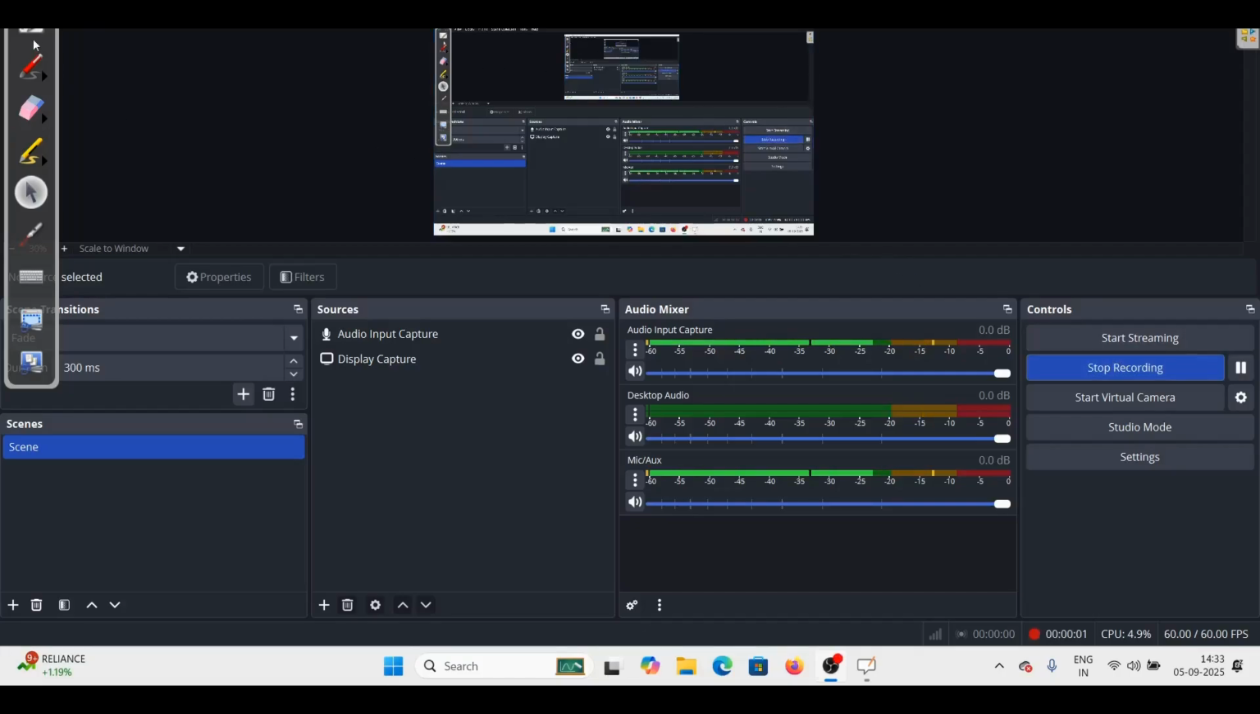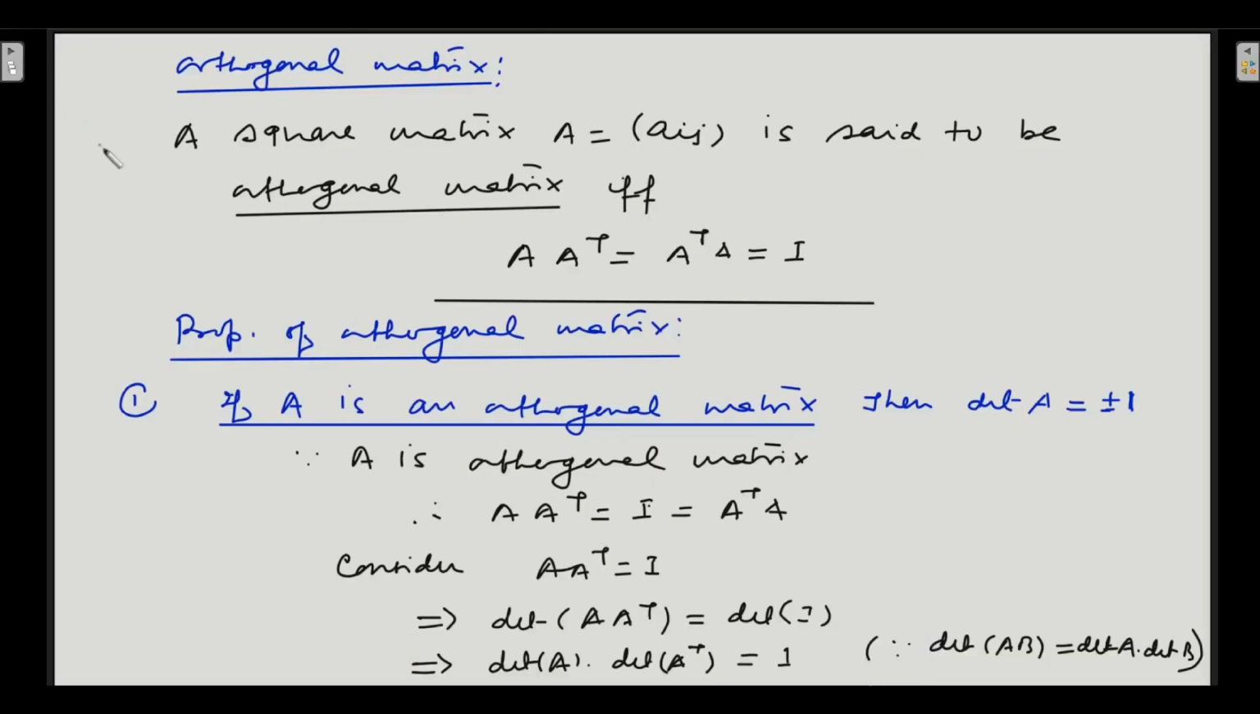Let's learn about properties of orthogonal matrices. The first property is that if A is an orthogonal matrix, then the determinant of A will be equal to plus minus 1. This is the first property of orthogonal matrices.